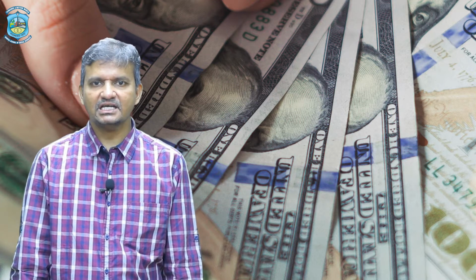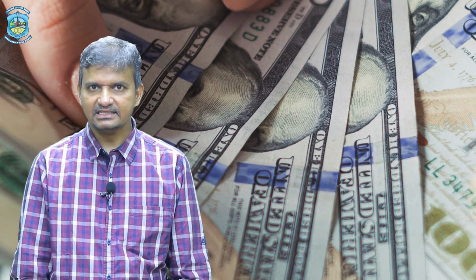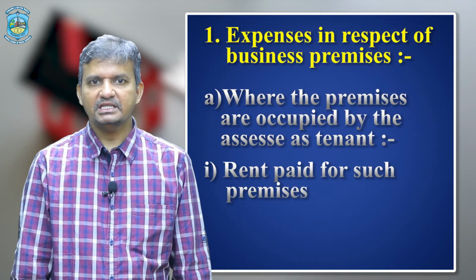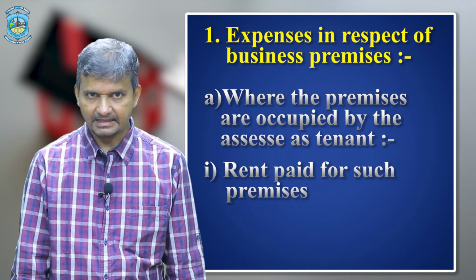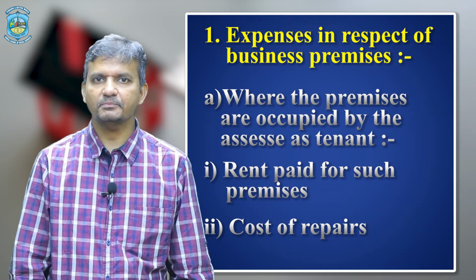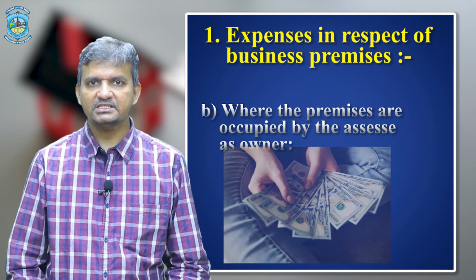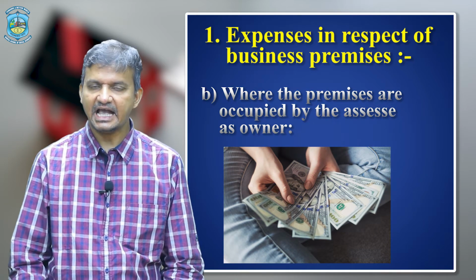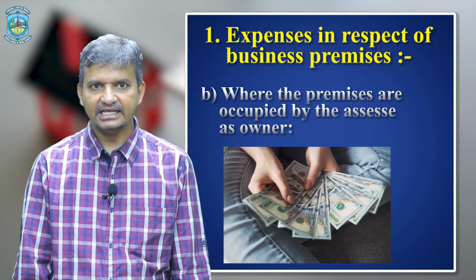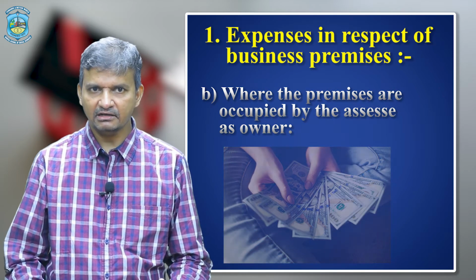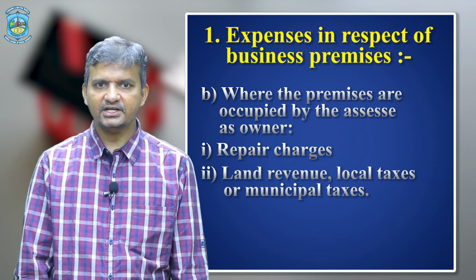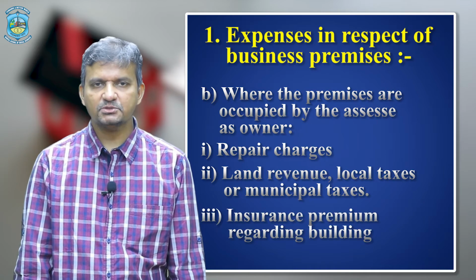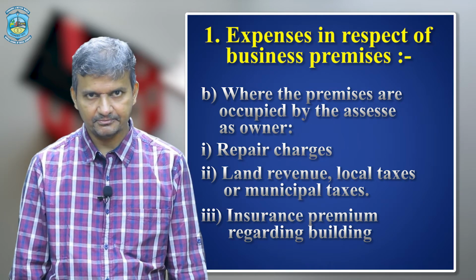Now when the premises are occupied by the SAC as tenant, then what all expenses are deductible? First would be the rent paid for such premises, and second would be the cost of repairs. And what are the expenses deductible if the premises is occupied by the SAC as owner? In that case, the expenses which would be deductible are repair charges, land revenue, local taxes or municipal taxes, and insurance premium regarding the building.